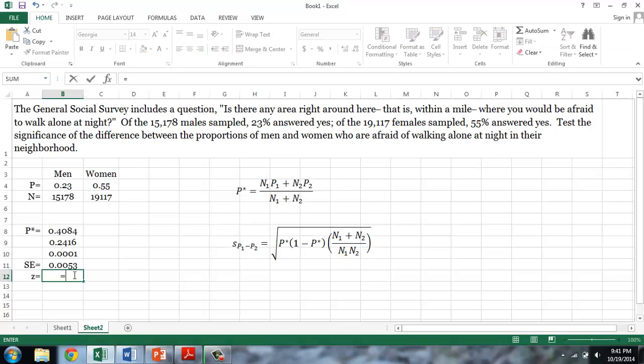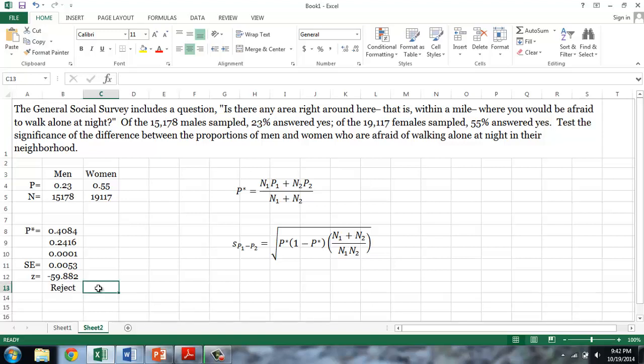The final step to calculate our z-ratio is to take the difference in proportions divided by the standard error, or P1 minus P2 divided by 0.0053. This gives us a z-value of -60. The critical z-score, just as with confidence intervals, at the 0.05 level is 1.96. Since this is substantially larger than 1.96, we can reject the null hypothesis.